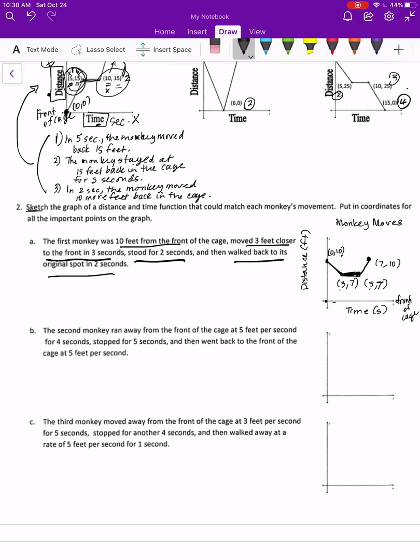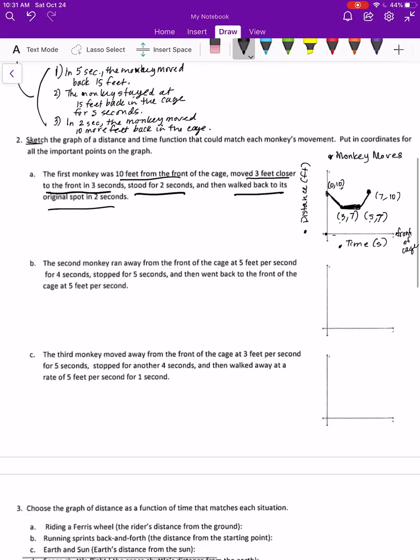So a good graph, of course, has a title, has both axes labeled. And of course, now you're going to be more specific with your information. I've kind of made a mess of that. But you are going to draw in what the specific movement looks like.